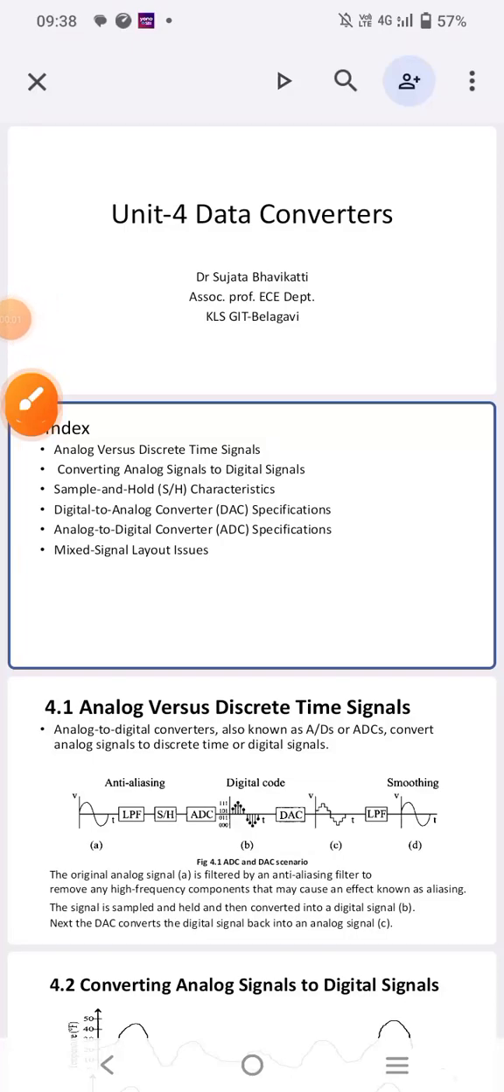Hello everyone. Today we'll be taking up the fourth unit, that is the data converters. Why they are of importance in analog mixed VLSI design, what are the different types of data converters we study, what are their specifications, how these specifications are considered, and we come to the mixed signal layout issues. So these concepts we'll be studying here.